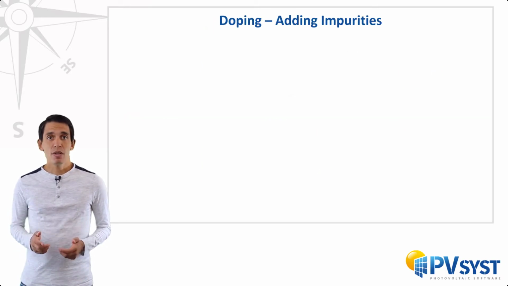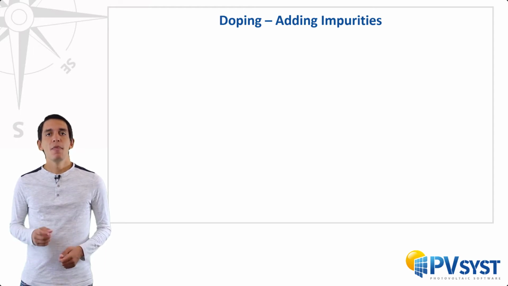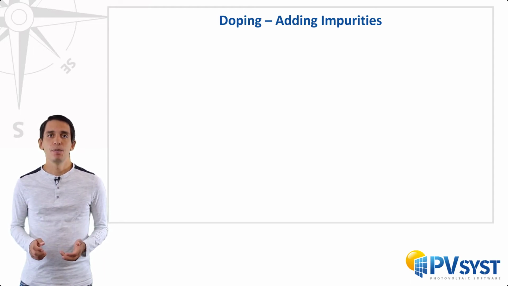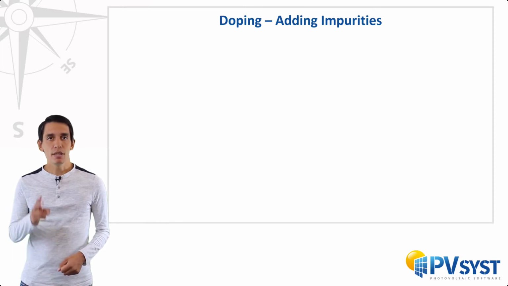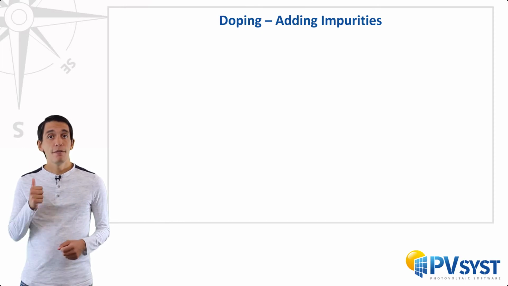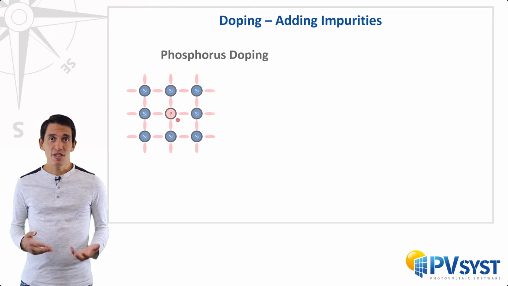So what happens if we add an impurity to the silicon crystal? This is what we call doping the silicon. We can add impurities in 2 ways. Firstly, we could add a phosphorus atom in the mix. Phosphorus atoms have 5 valence electrons, so there will be an extra electron.